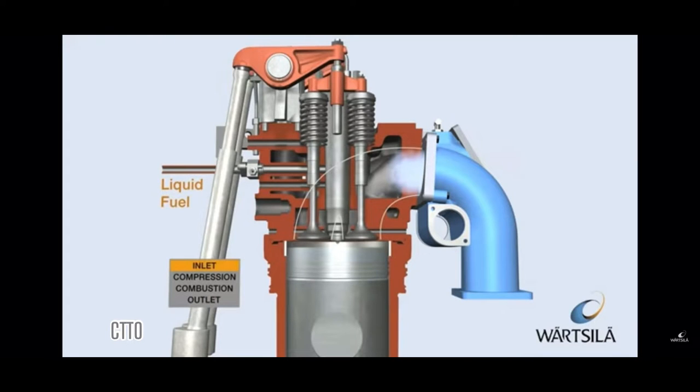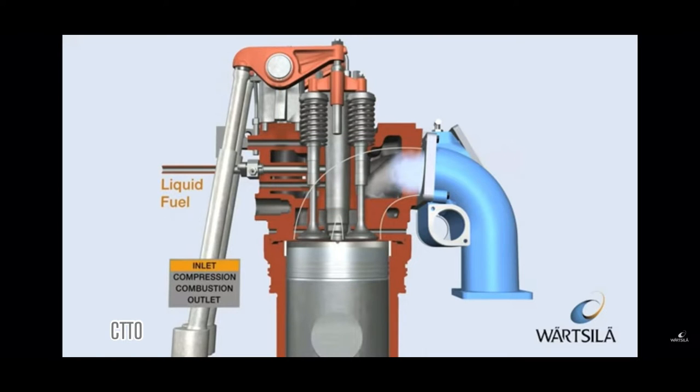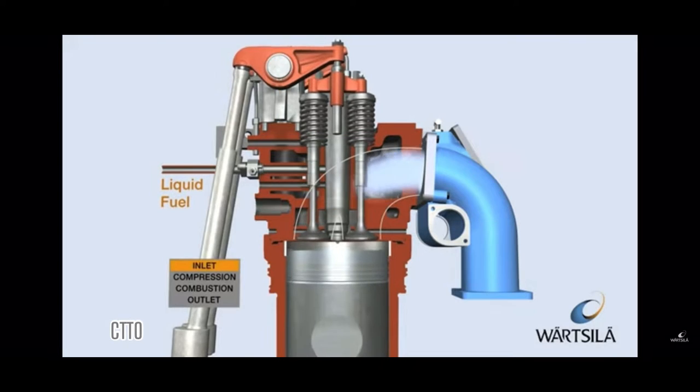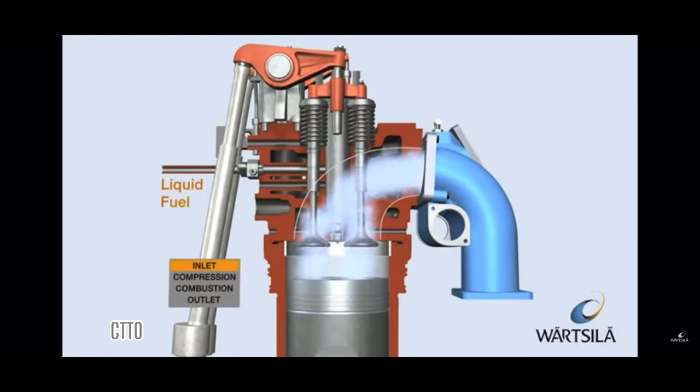So what are the requirements to create a combustion? We need the three elements of fire, and these are oxygen, heat, and fuel. With all these elements, we can create a combustion. Here we have a basic illustration of how a four-stroke diesel engine works. As the piston moves down and intake valves are open, it draws fresh air into the cylinder.